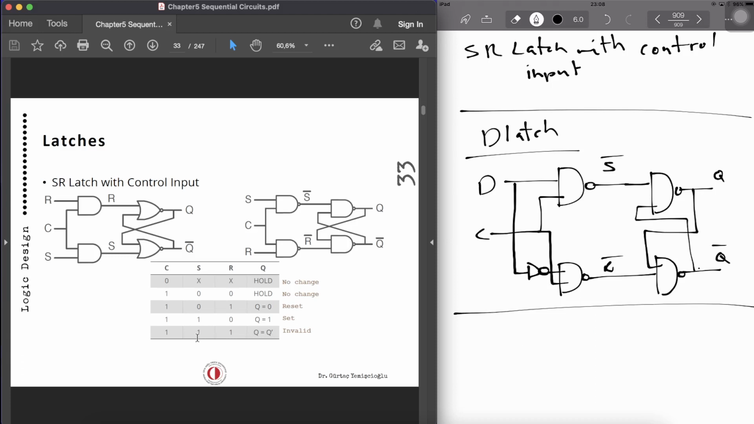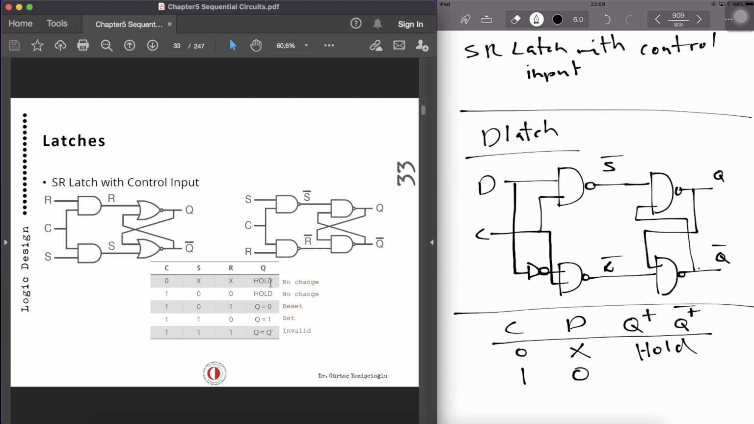Now with the D latch, as you can see from the operation, we have got C, we have got the D input, and we have got Q plus and Q plus bar. When control input is 0, we don't care about X because it is making this inactive. So no matter what's happening with the D input, it's always hold. So I can say this is hold.